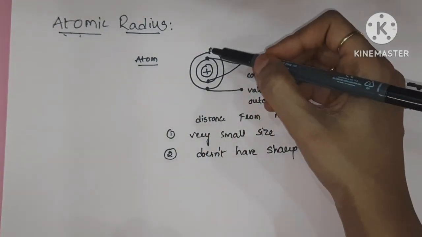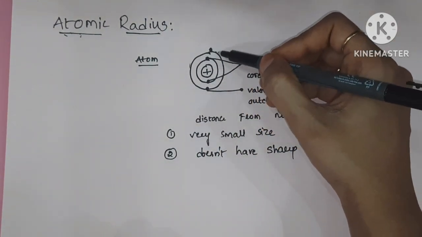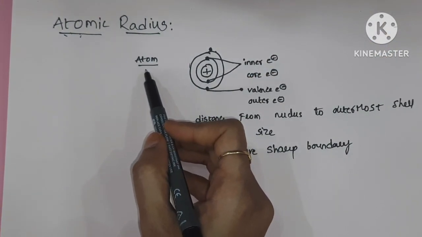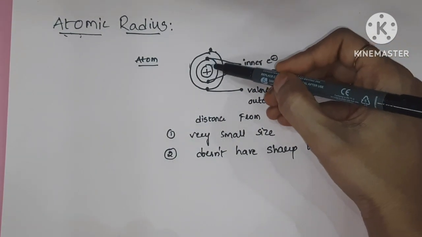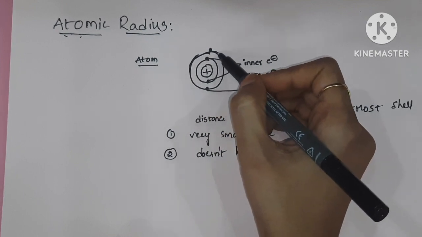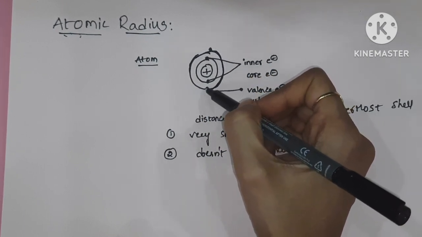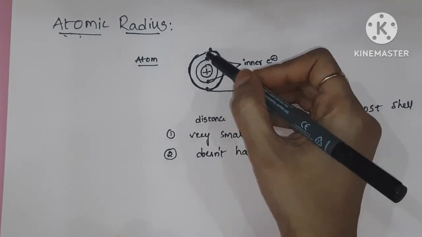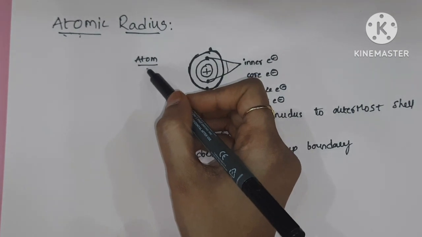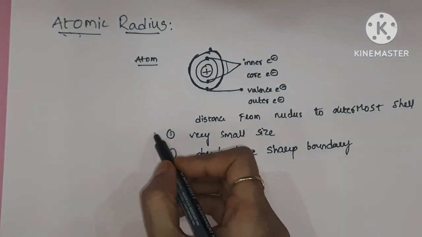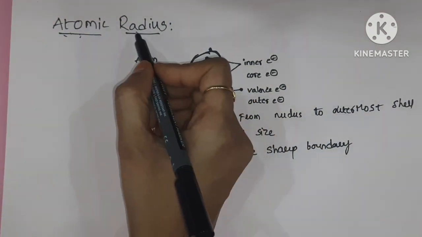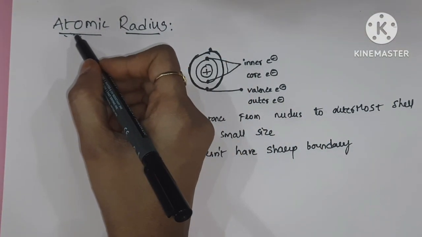So the size of the atom is very small. Why? Because an atom is the tiniest unit of matter. The size of the atom is very small and it does not have a well-defined boundary. Boundary means it does not have a sharp boundary. Electron clouds are always surrounding the nucleus. So the atom does not have a sharp boundary. These are the difficulties. So it is very difficult to find out the radius of an atom.